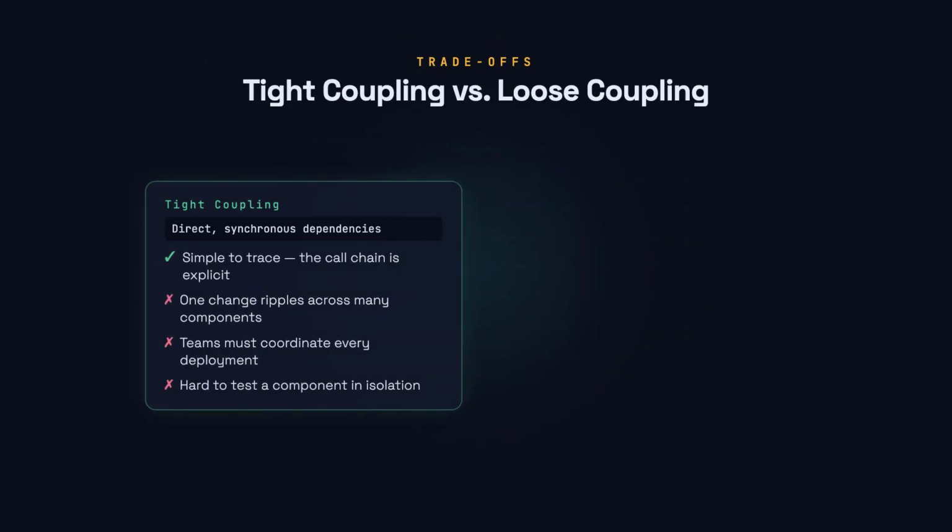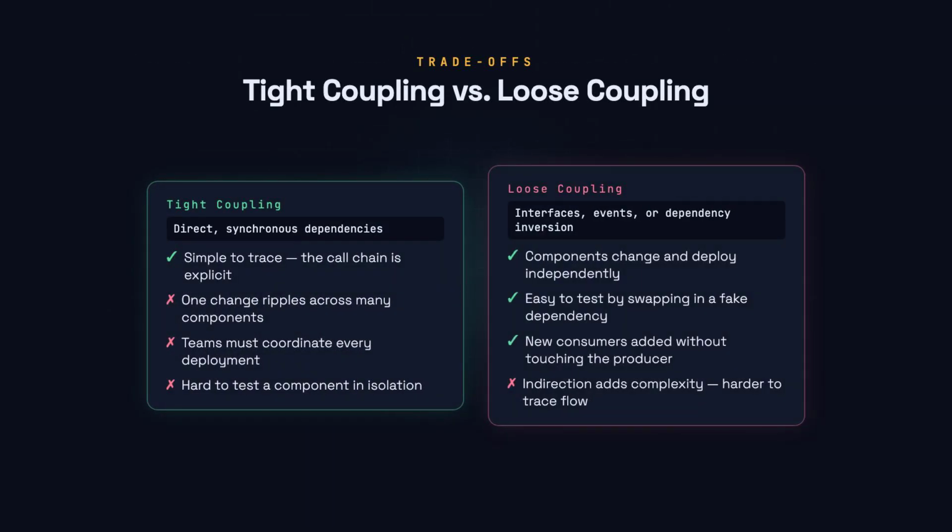Tight coupling has one genuine advantage. The call chain is right there in the code, easy to follow in a debugger. But you pay for that convenience every time the system grows or changes. Loose coupling inverts that trade-off. You gain independent deployability and easy testing, but you introduce indirection. You can no longer just read the code top to bottom to understand what happens next. You have to follow events or interfaces. Neither is free, but for systems that must evolve, loose coupling is nearly always the better deal.